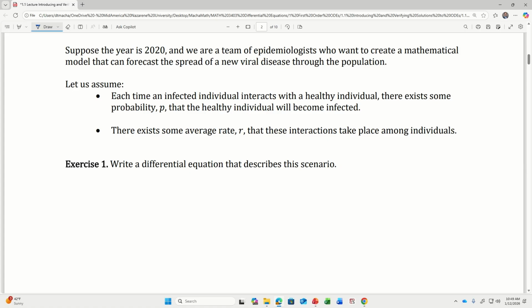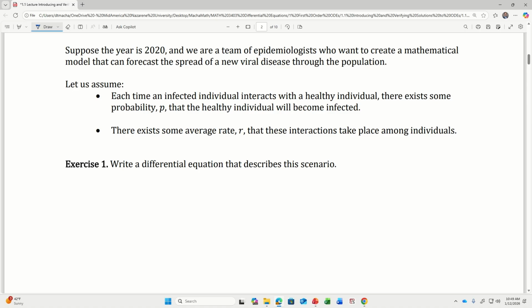You know, if you're a salesman, you probably have a lot of interactions every day, but some people might stay in their basement all day and not have any interactions. So these are our simplifying assumptions, right? And exercise 1 says, write a differential equation that describes this scenario.